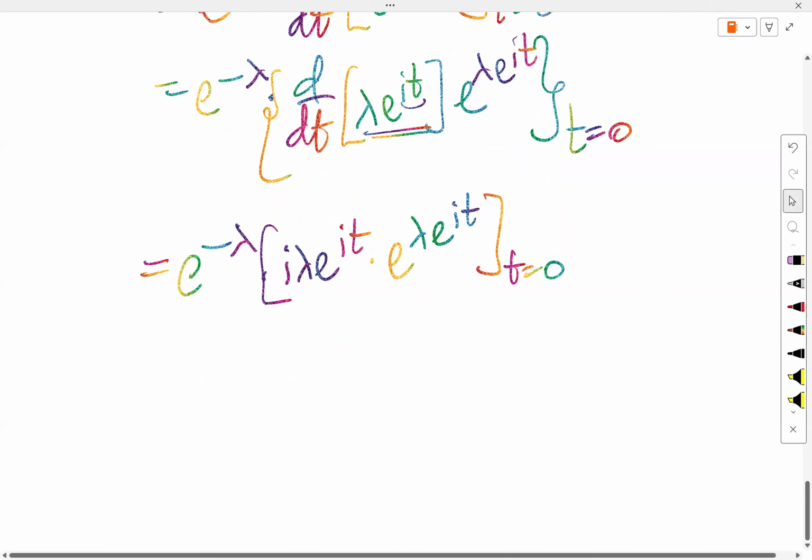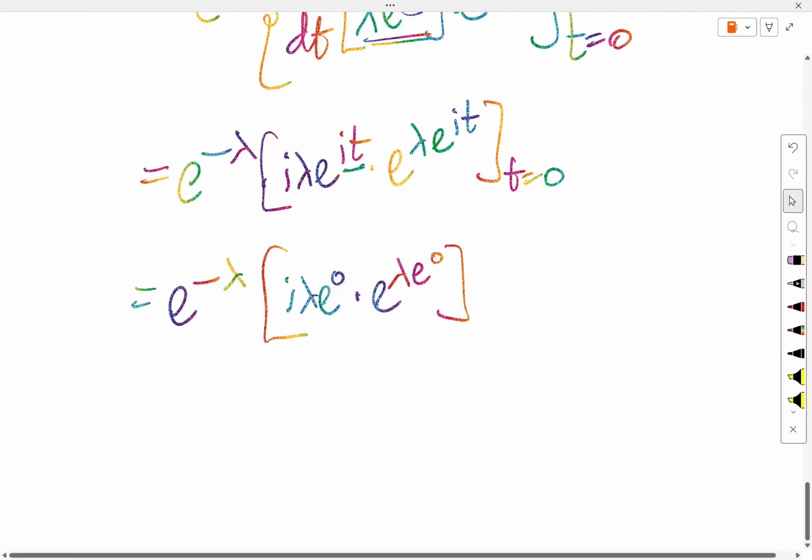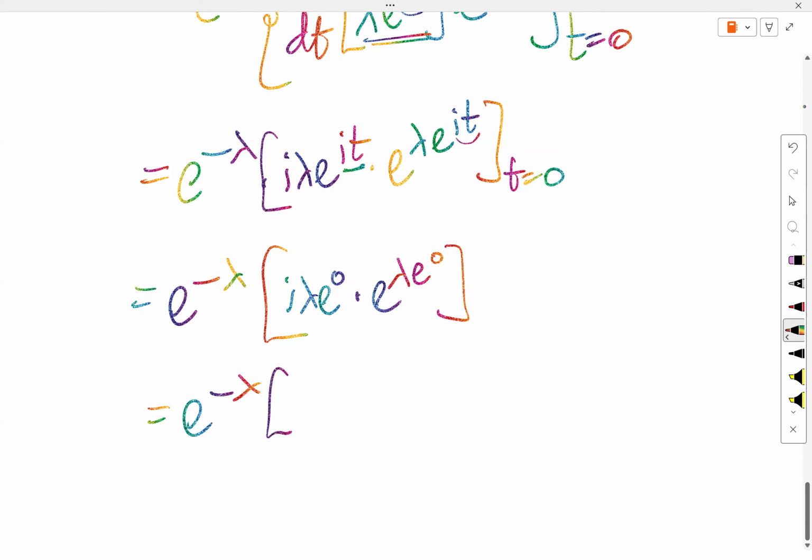So now we can do the evaluation. You have e raised to power minus lambda into, when you put 0 here, i lambda e raised to power 0, and that's simply 1, as you know already, times e raised to power lambda, then e raised to power 0 again. So you put 0 for t, and that is e raised to power minus lambda into i lambda times e raised to power lambda.